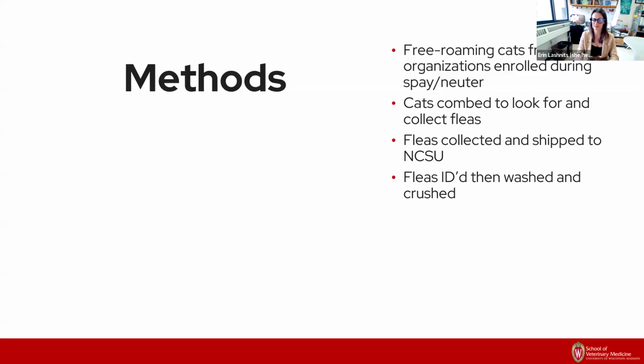Fleas, once they arrived at NC State, were ID'd to the species level and then washed using our specific washing protocol and crushed for DNA extraction. DNA was then extracted from individual fleas. The fleas were not pooled in any way, and this is different than some previous studies where fleas are pooled by cat. We did not pool our fleas because we wanted to compare on an individual flea basis what we were seeing with the pathogens.